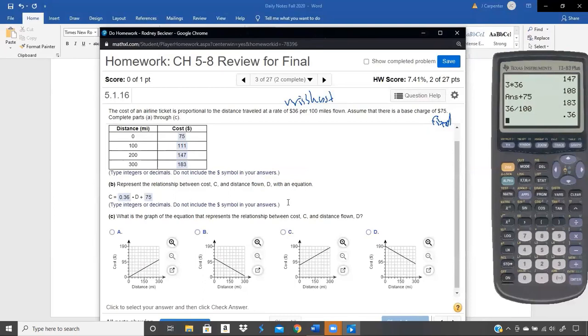Then finally, what is the graph of the equation? Two of these you can throw out immediately, and that is B and D. You know how I can throw out B and D immediately? Because the number in front of your variable is positive, which means that your line should be going up as you move to the right. These are both moving down as you move to the right, so they are hot trash, you throw them in the garbage.